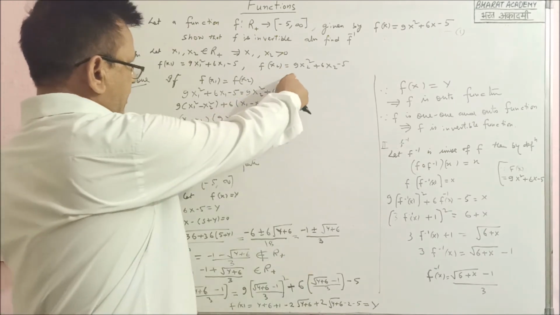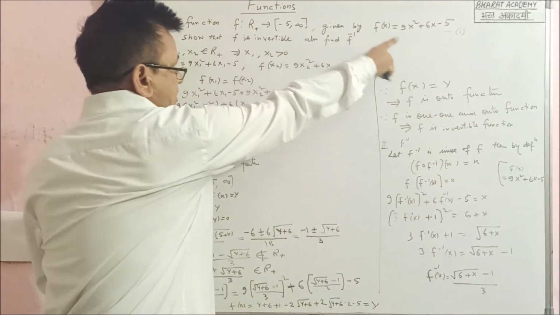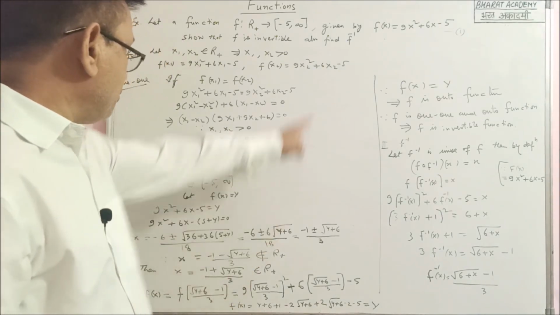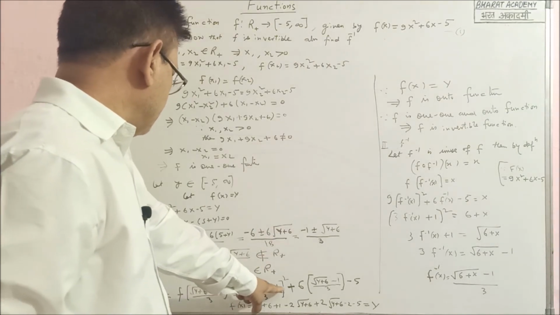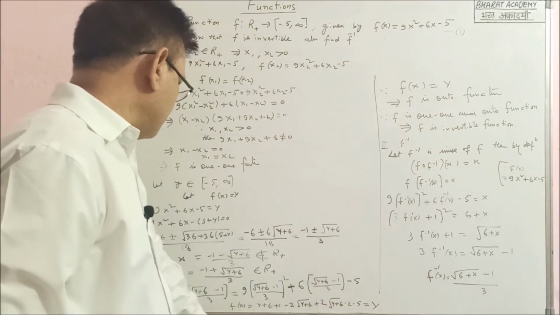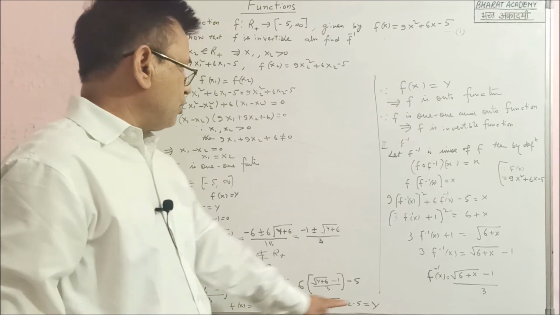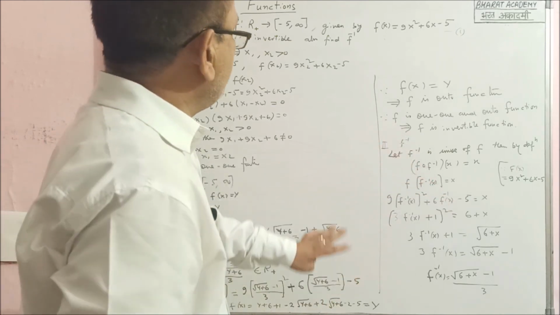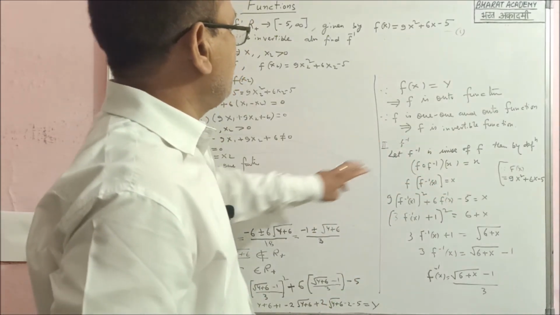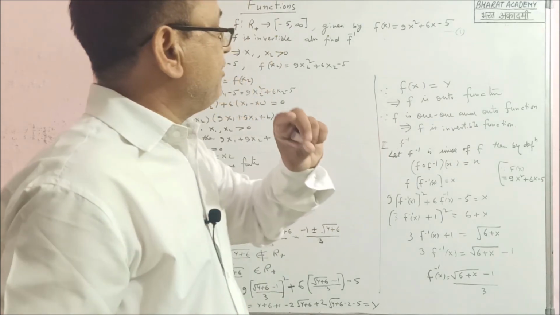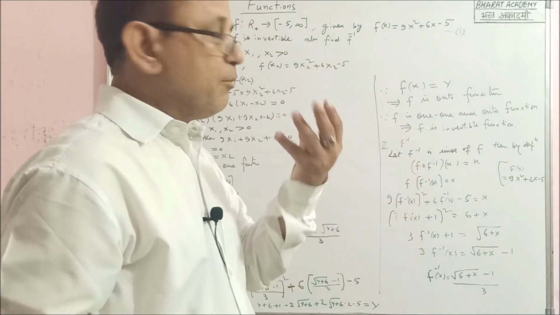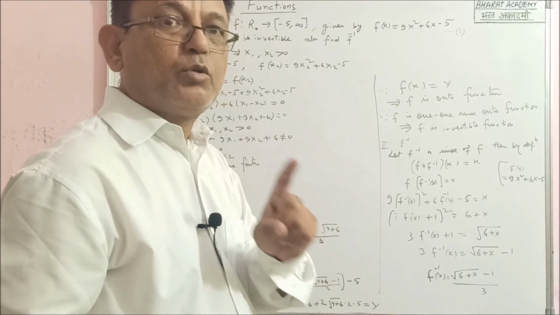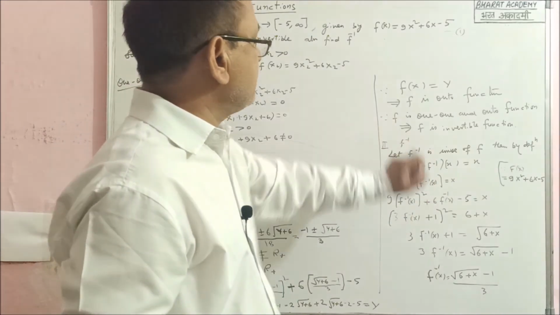I have taken f of (under root y plus 6 minus 1) upon 3. f(x) is 9x square plus 6x minus 5. So this is your x. You have applied that formula, 9 into its square plus 6 into this minus 5. So ultimately, after solving, f(x) equal to y. If f(x) equal to y means what? f is an onto function. I have already proved that f is a one-one function and f is an onto function. So we know if f is a one-one and onto function, or bijection function, that function is always invertible. Any one-one onto function is an invertible function. So this means f is invertible.